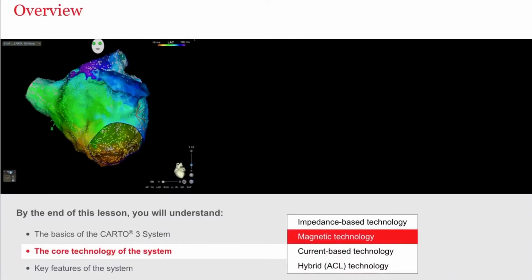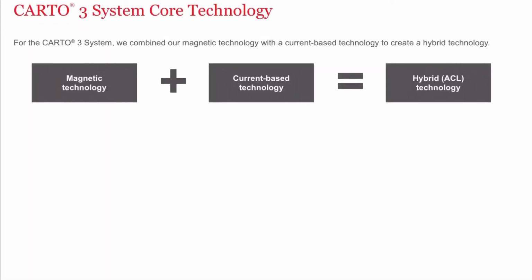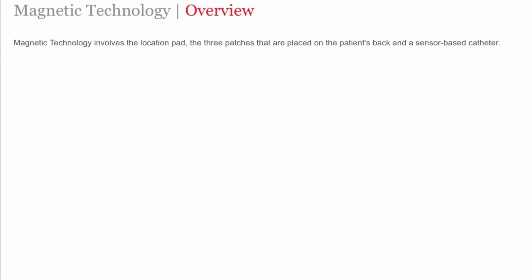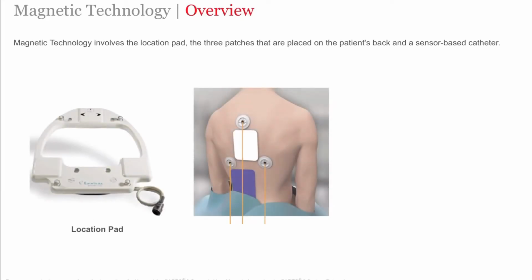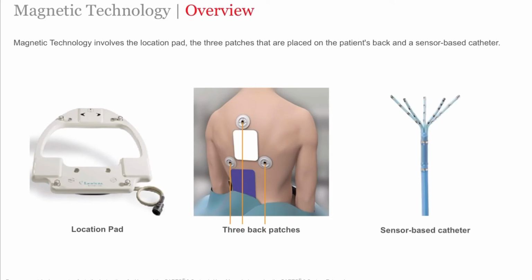Now let's dive into the technology that Biosense Webster uses. Our core technology is actually a combination of two methods, magnetic technology and current-based technology. Magnetic technology involves these key components: the location pad, the three patches that are placed on the patient's back, and a sensor-based catheter. Let's learn how it works.